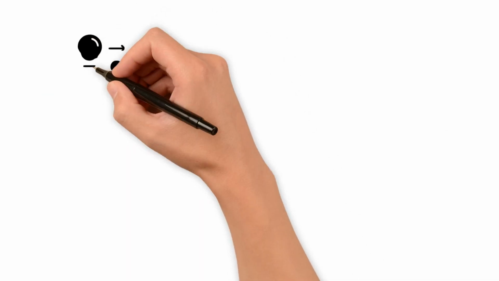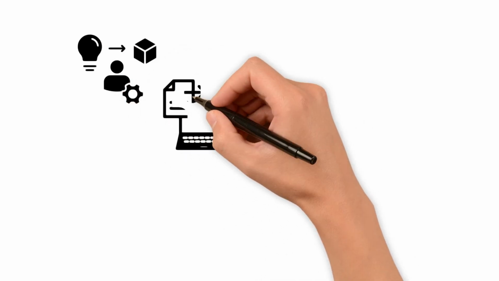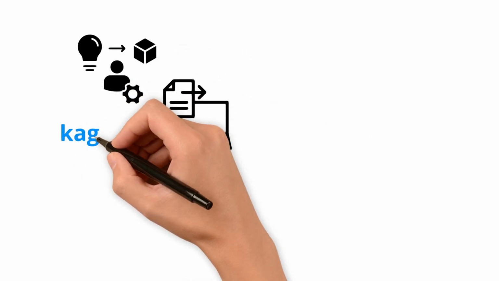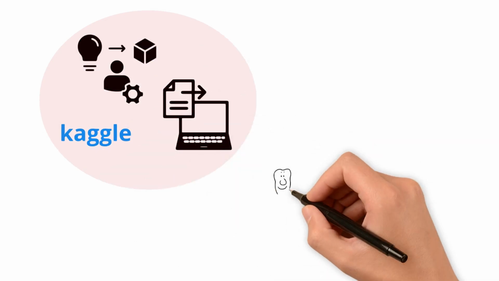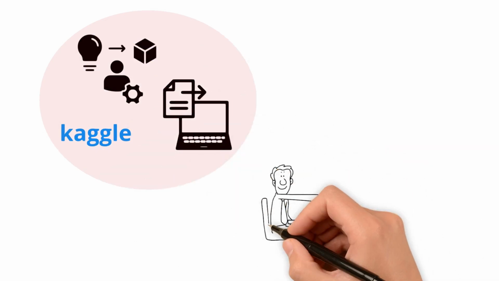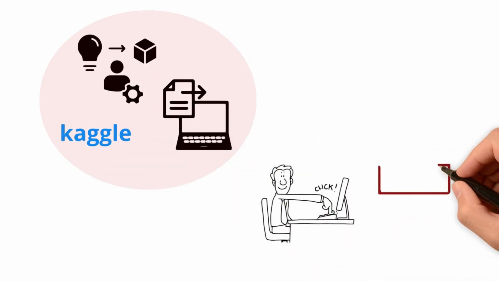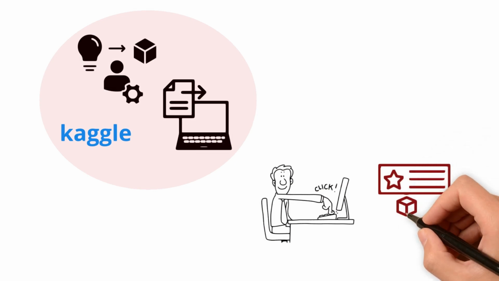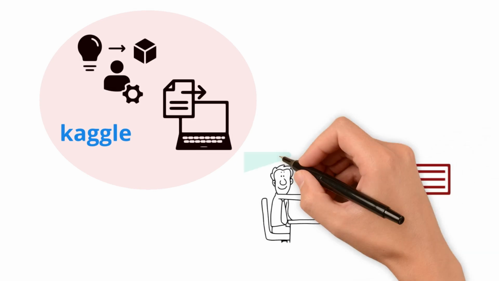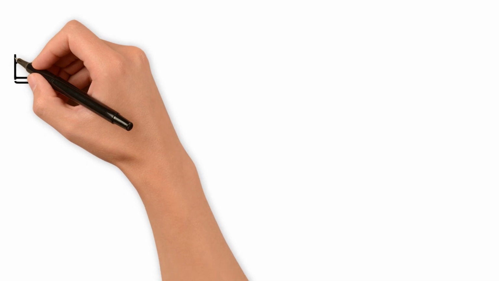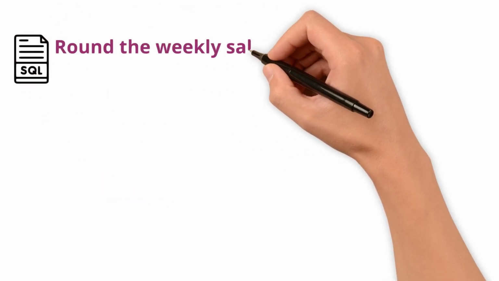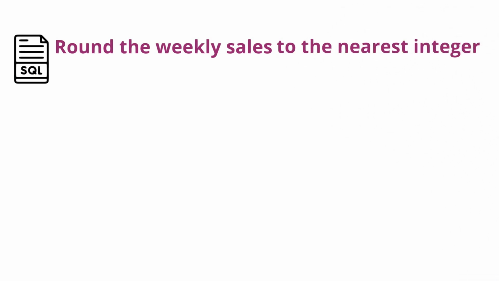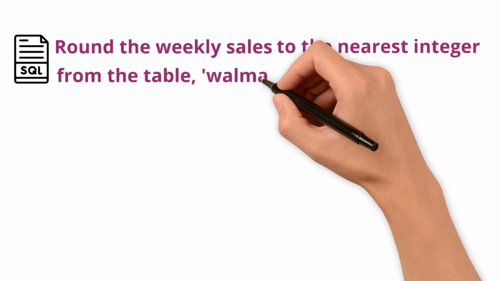For your practice, import the dataset into PostgreSQL from Kaggle. If you are following the playlist, you must have already done it. If not, please check the video link placed in the description box. Let's begin with a simple query. Round the weekly sales to the nearest integer from the table Walmart sales.